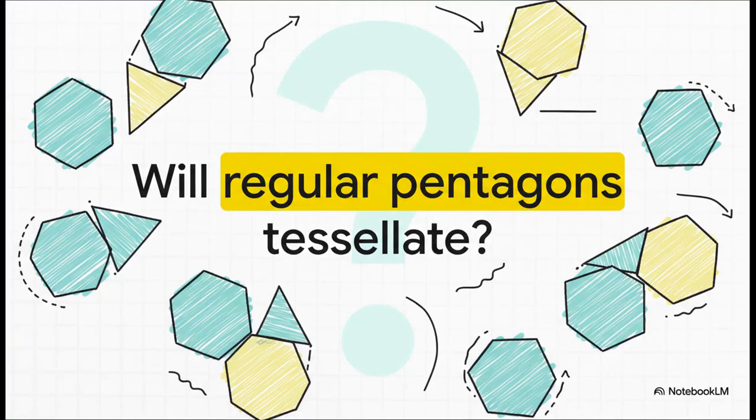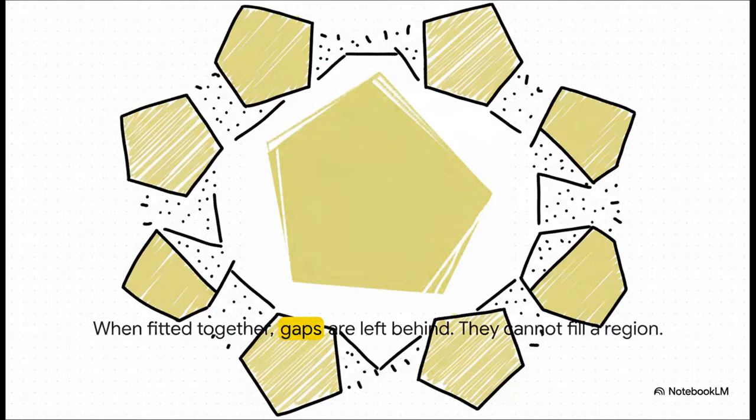All right, first up to the plate, the regular pentagon. Now, regular is just a fancy way of saying all its sides and all its angles are exactly the same. So 5 equal sides, what do you think? Yes or no? Can it tile a floor without leaving any weird gaps? Let's see. When we try to fit them together around a corner, you see the problem almost immediately.